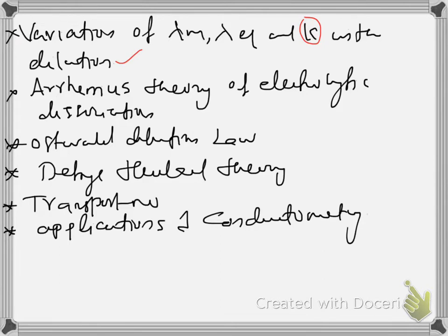Arrhenius theory of electrolytic dissociation. It is a new concept to you. This was not there in your plus 2 classes. Ostwald dilution law, that you have studied in ionic equilibrium. Debye-Huckel theory. Transport number and its determination. Applications of conductometry. These many subtopics we have to discuss under this electrochemistry 1. We can discuss one by one.